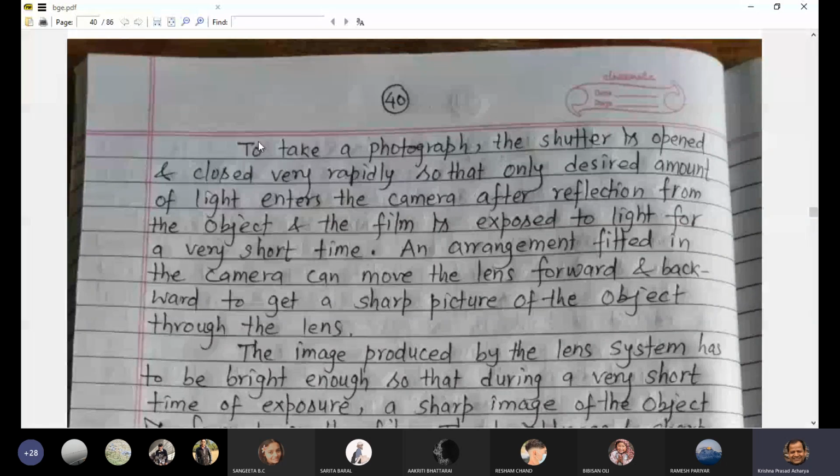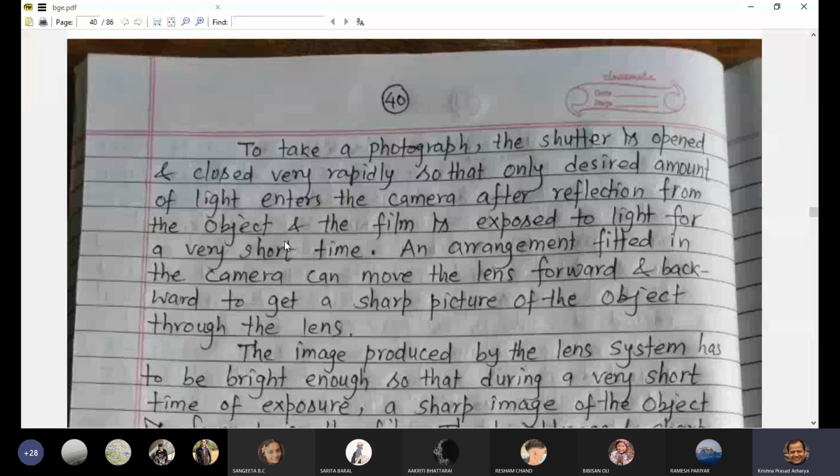So the important thing here: to take a photograph, the shutter is opened and closed very rapidly so that only the desired amount of light enters the camera after reflection from the object.